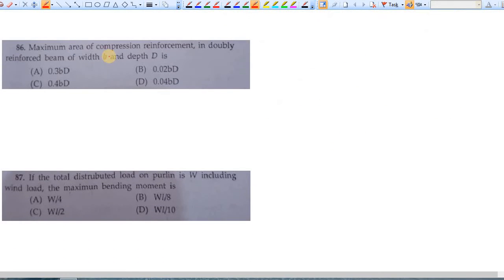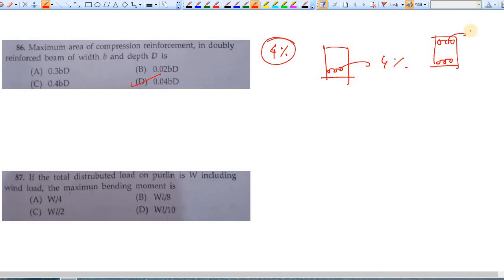Next, maximum area of compression reinforcement in a doubly reinforced beam of width B and depth D. Well, this may create quite a confusion, but yes, this is 4%. So D is the correct answer. For a singly reinforced section, the total percentage of tensile reinforcement is 4%, but for a doubly reinforced section, for both compression and tension, they are 4% and 4%. That means a total of 8%.